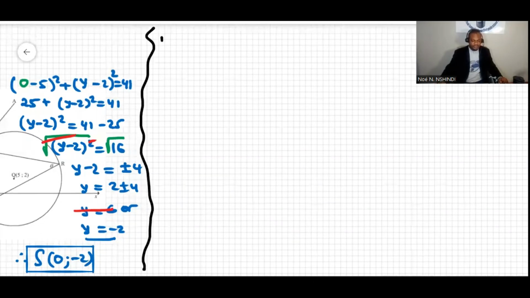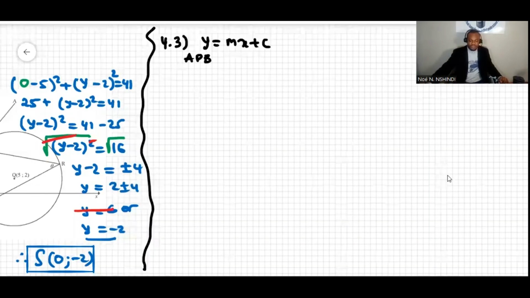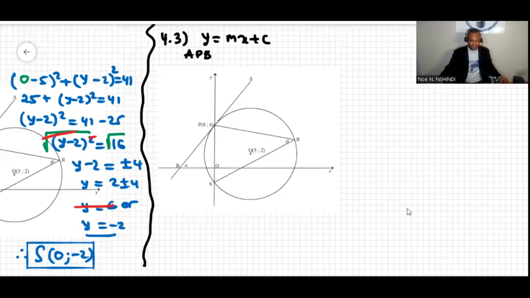So we will do now question 4.3. We need to find the equation of the tangent APB, y = mx + c, over APB. Let's just put the same diagram over here so we have a better understanding. So we want the equation of this line, the tangent line to the circle.